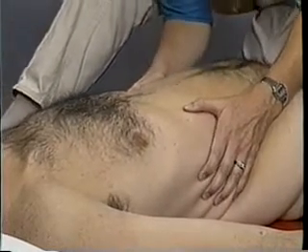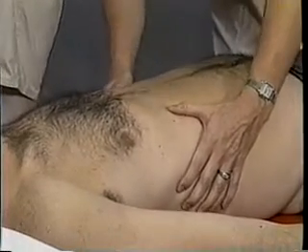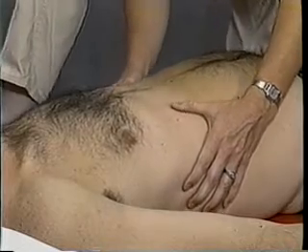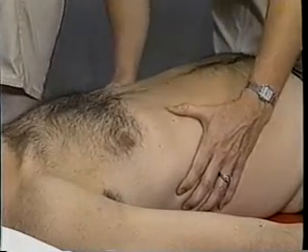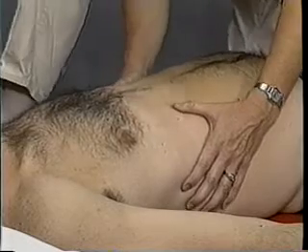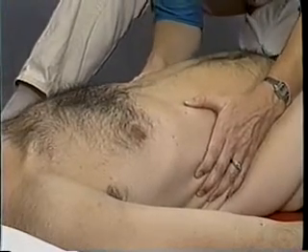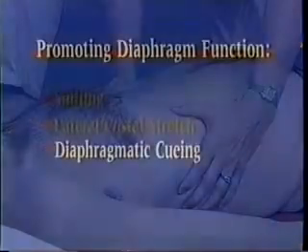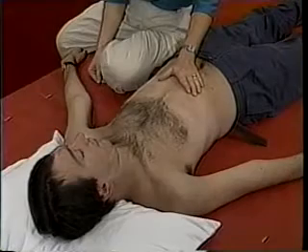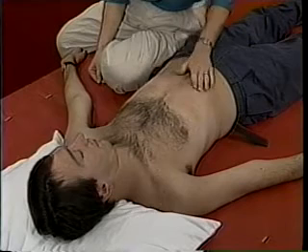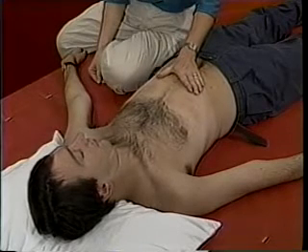Use of the PNF techniques of repeated contractions and timing for emphasis are particularly appropriate with a lateral costal stretch. A similar outcome may be achieved by use of a belt around the lower chest. Another technique aimed solely at promoting diaphragmatic function is diaphragmatic cueing. One hand is gently used to give proprioceptive input to the patient's diaphragm.